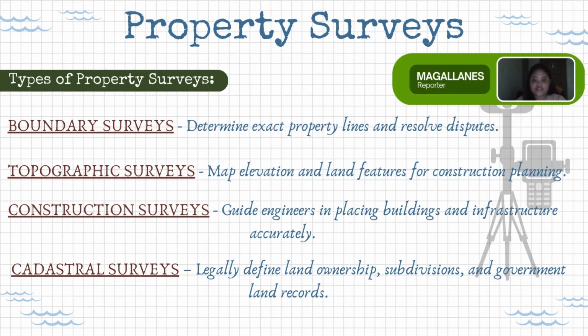So these are the types of property surveys. First, we have boundary surveys. It determines exact property lines and resolves disputes. Second is topographic surveys. It maps elevation and land features for construction and planning. Now, construction surveys guide engineers in placing buildings and infrastructure accurately, while cadastral surveys legally define land ownership, subdivisions, and government land records.